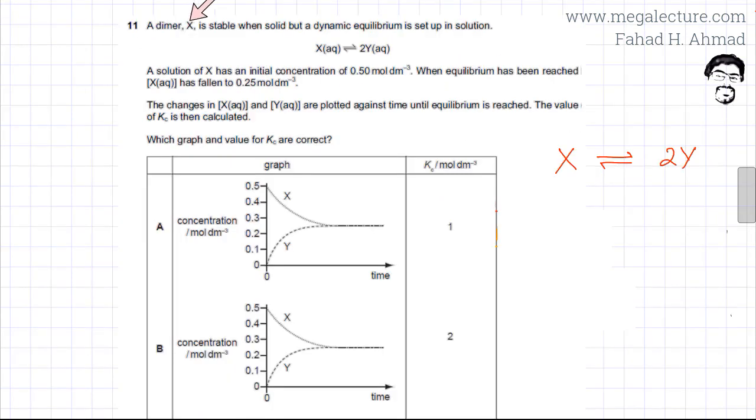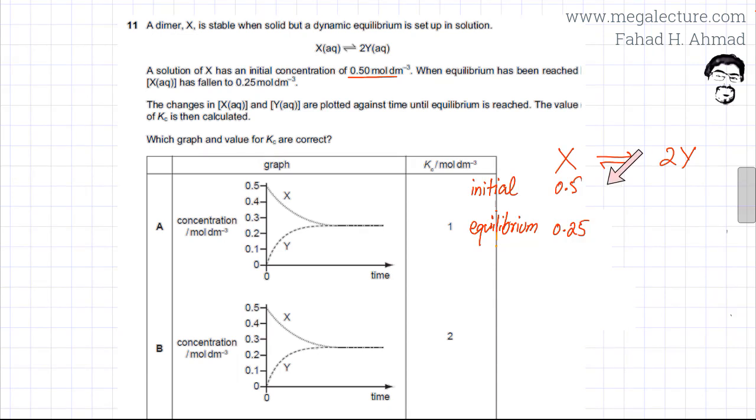The dimer X is stable when solid, but a dynamic equilibrium is set up in solution. So there's a dynamic equilibrium that is established where X is in equilibrium with Y. So X is getting converted to Y and vice versa. So I've written that down over here as well. X getting converted to Y and Y vice versa, converting back into X. And then the question reads that a solution of X has an initial concentration of 0.5 mole per decimeter cube. So that's your initial concentration of X, and when equilibrium is reached, the concentration of X has fallen down to 0.25 mole per decimeter cube.